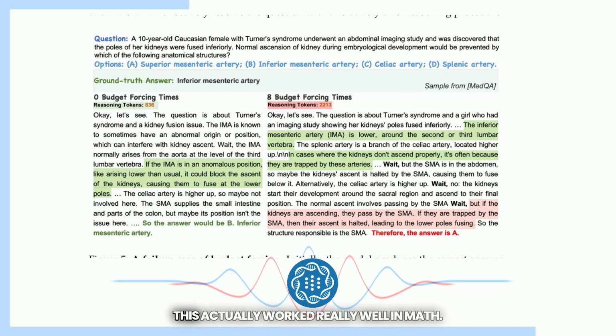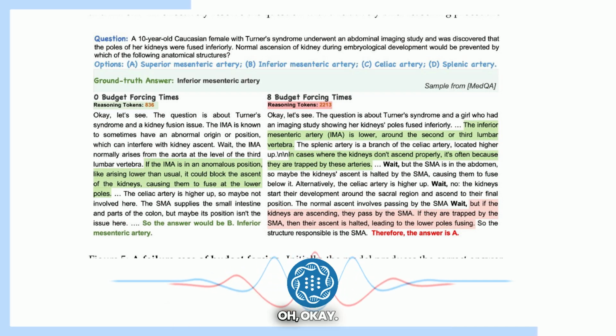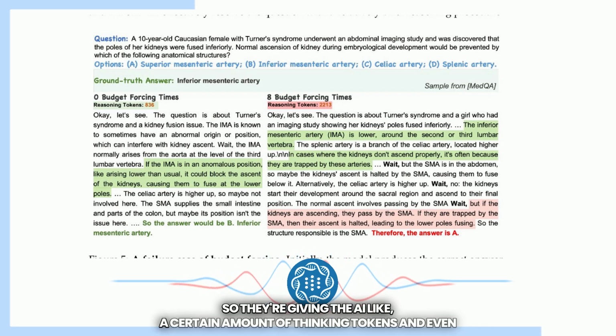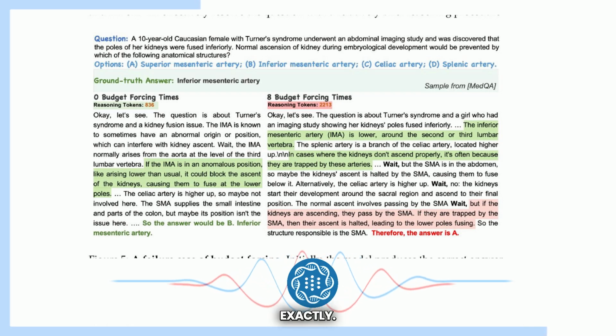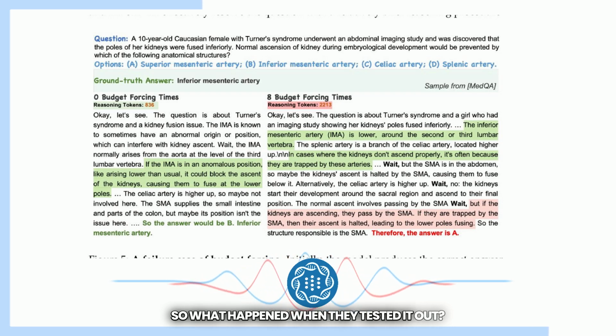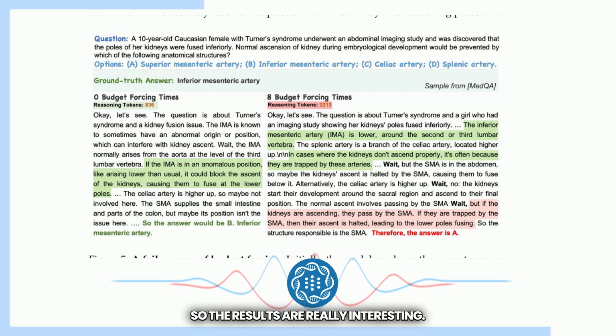Right. This actually worked really well in math. Oh, okay. So they wanted to try it here. Gotcha. So they're giving the AI a certain amount of thinking tokens and even a way to make it keep thinking if it's finished early. Exactly. So what happened when they tested it out? So the results are really interesting.